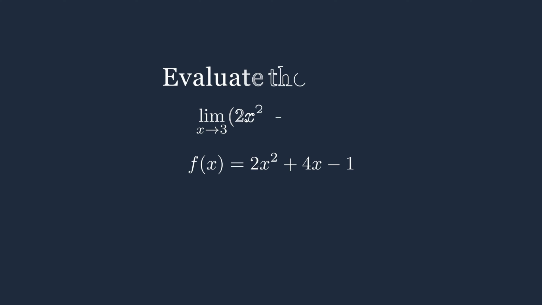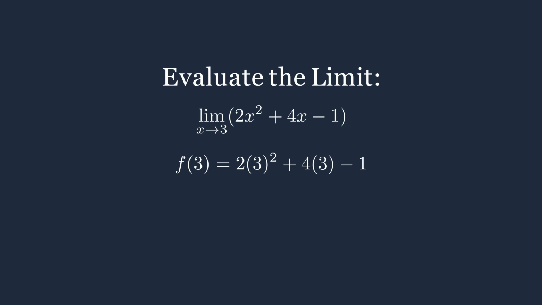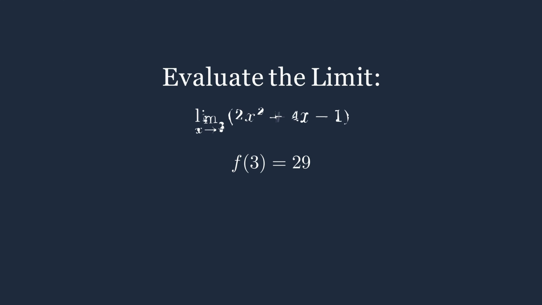Evaluate the limit as x approaches 3 of 2x squared plus 4x minus 1. Of course, it is quite difficult to graph this function and determine the value faster than using direct substitution. If we substitute 3 in for x, we get that the limit is 29, which conveniently is equal to f of 3. What about this limit?